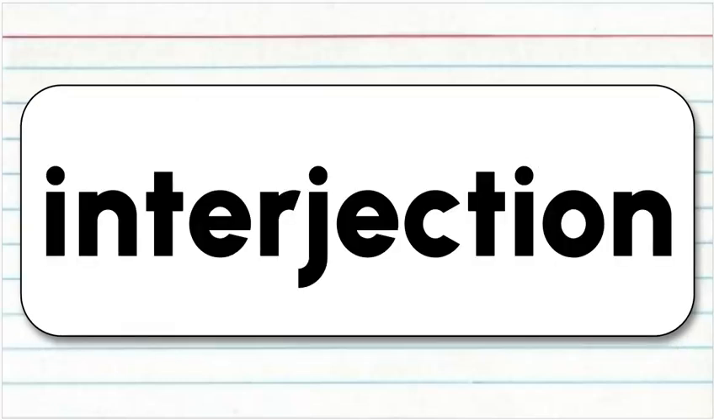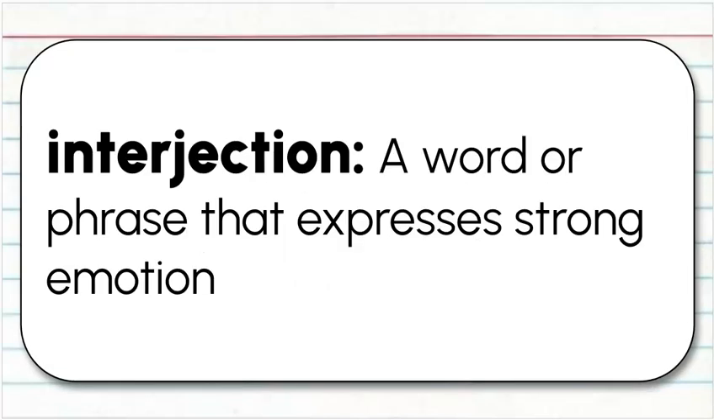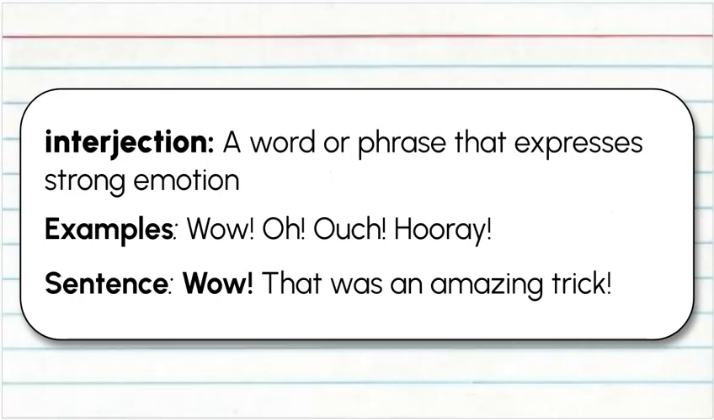And last, we have an interjection. An interjection is a word or phrase that expresses strong emotion. Some examples might be, wow, oh, ouch, hooray. In a sentence, you might see it this way. Wow, that was an amazing trick. And the word wow expresses strong emotion, so therefore it is an interjection.